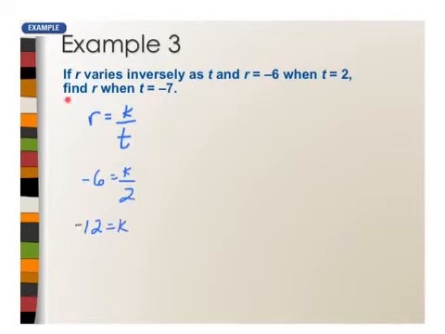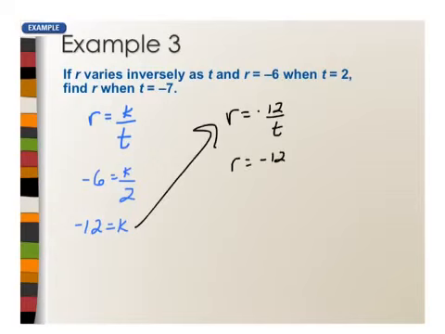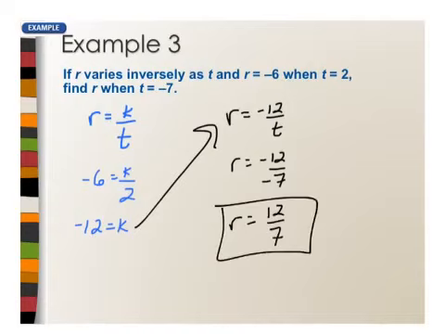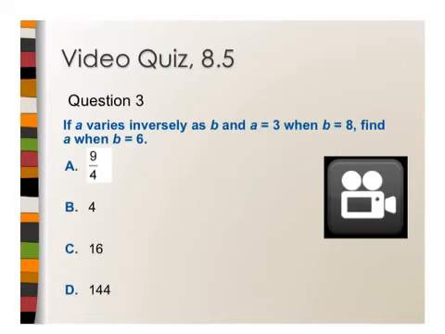And they're asking us to find r when t is equal to -7. So my new equation is actually r is equal to -12 divided by t. And so r is going to be -12 divided by -7. And so we just get 12/7 is r. Here's your third video quiz question.